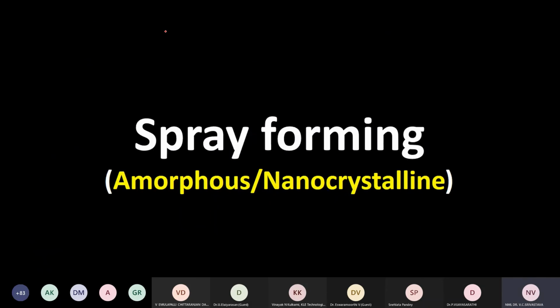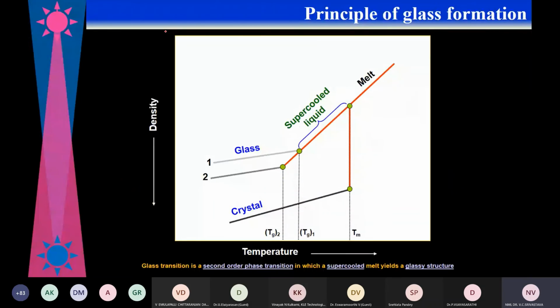Amorphous and nanocrystalline materials. You may be aware that an amorphous material is defined as, for example, this is a melt, and this is the melting temperature. Melt is coming, and at the melting temperature it solidifies in crystalline form. But if the liquid melt is not allowed to solidify and crystallize, the liquid is undercooled. That means the material is cooling below the melting temperature, and we call it supercooled liquid or undercooled liquid.